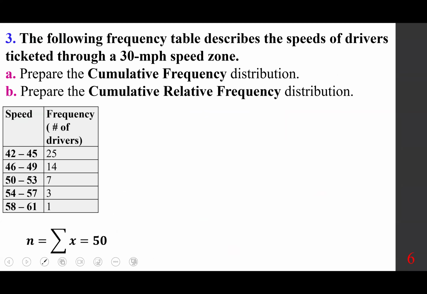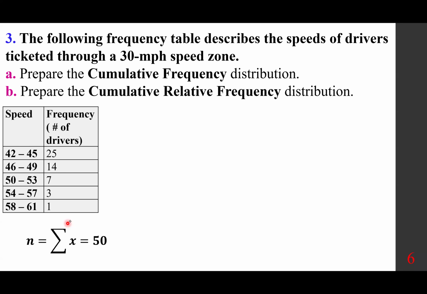So we are looking at the same question. Okay. Now we want to find what? Prepare the cumulative frequency distribution table, and a cumulative relative frequency distribution as well. This is it. And we have the n because it's always important to have it. So what do we find?